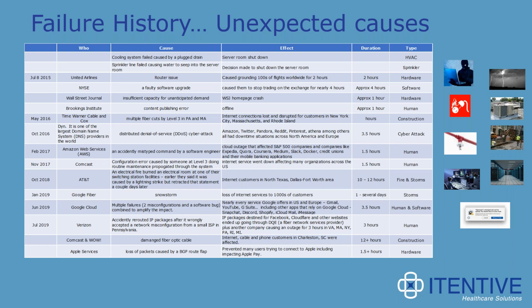So you can see from this slide that they can happen for a lot of different reasons. We can have hardware failures, we could have software failures, we could have human error, we can have cyber attacks, we can have nature cause them through fires and storms. Construction accidents happen as well and cause us to have outages. So this, again, is just a reminder as to why outages happen and the types of outages that can occur.